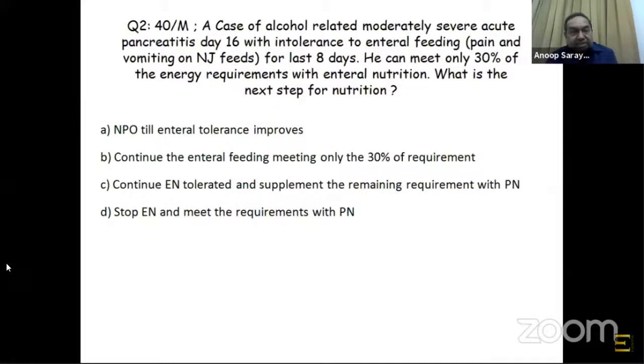So this is the second question. A case of alcohol-related moderate to severe acute pancreatitis, day 16. With pain for the last 8 days, he can meet only 30% of energy requirement with enteral nutrition. What is the next step for nutrition? Any answer? Yes, Dr. Winkle. So we should continue enteral nutrition, whatever amount he can tolerate, plus supplementary parenteral nutrition.